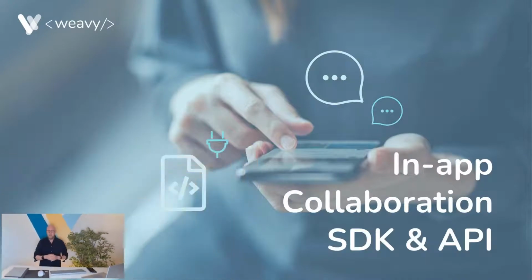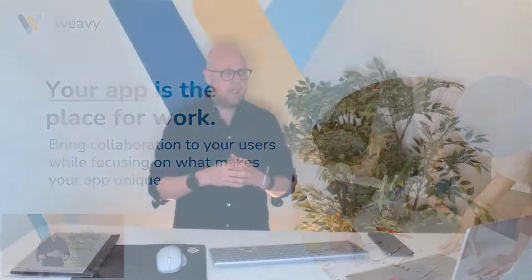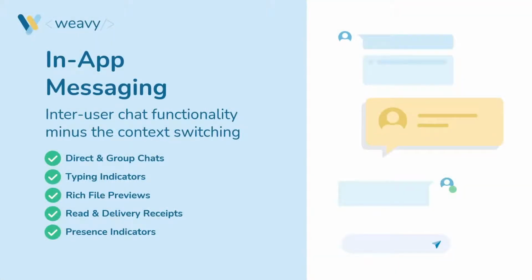Let's start though by talking about what Weavy is, and the concepts and the fundamentals we need to understand when we start embedding Weavy into your app. So Weavy is an in-app collaboration SDK and API. The reason we exist is that we think your app is where work actually happens. We want to bring the collaboration experience into your app so your users can do more of the work without leaving your app.